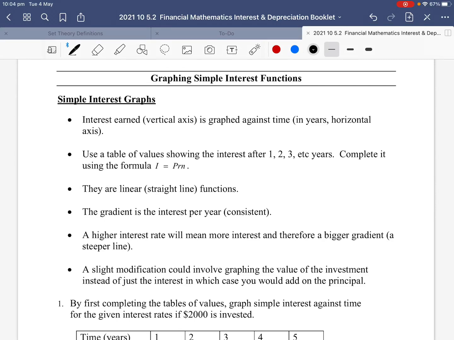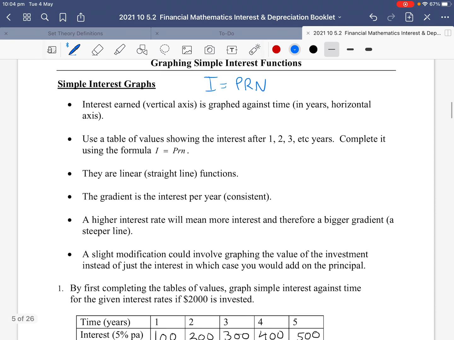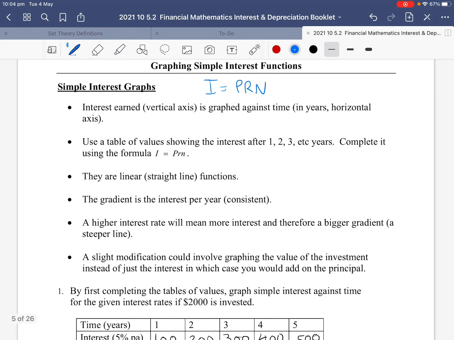Graphing simple interest functions. So far in this unit we have looked at calculating simple interest using the formula I equals PRN, and that gives you the amount of interest on an investment over a period of time. In this video we're going to be looking at what the graph of this interest is. So a graph showing over time how the interest grows.